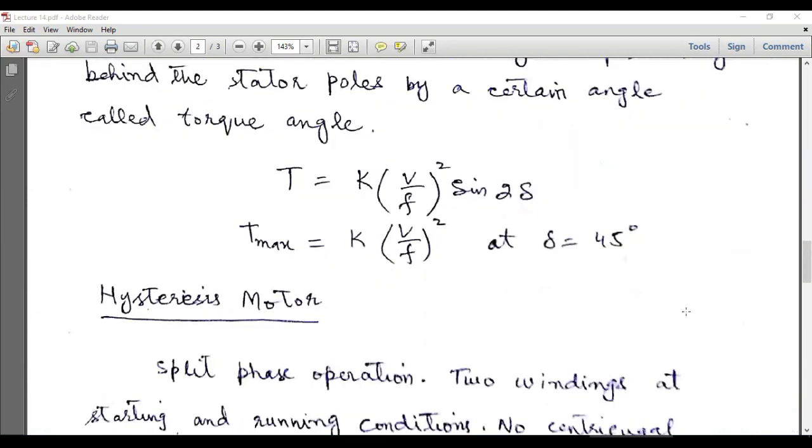So this is one drawback of this motor, but the advantage is that it will not offer any slip, and whatever the load at the rotor shaft, it will continue to run at the synchronous speed.